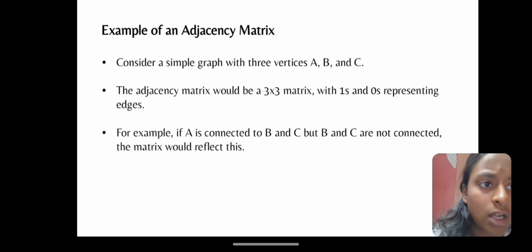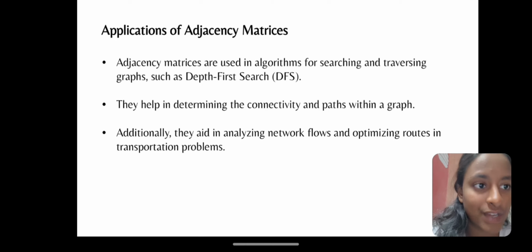So that was the example of adjacency matrix. Applications of adjacency matrix. Adjacency matrices are used in algorithms for searching and traversing graphs such as depth first search. They help in determining the connectivity between paths within a graph. Additionally, they aid in analyzing network flows and optimizing routes in transportation problems.